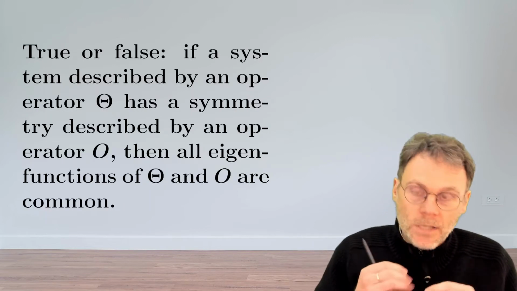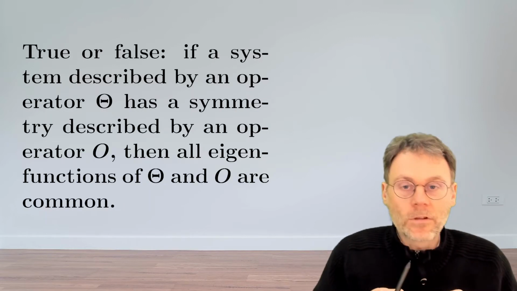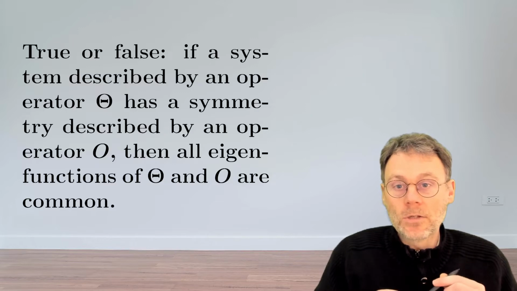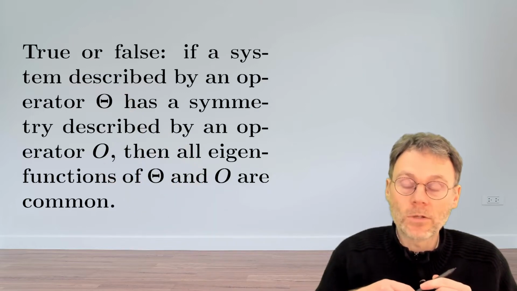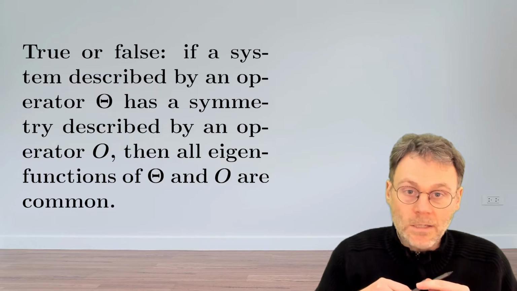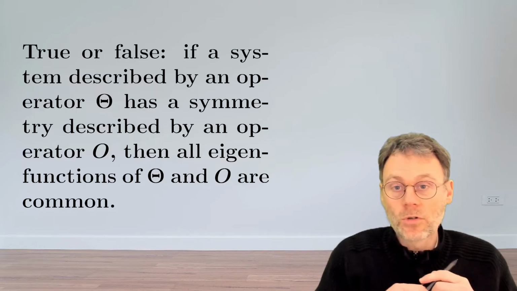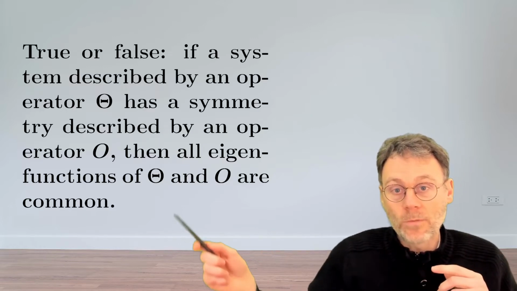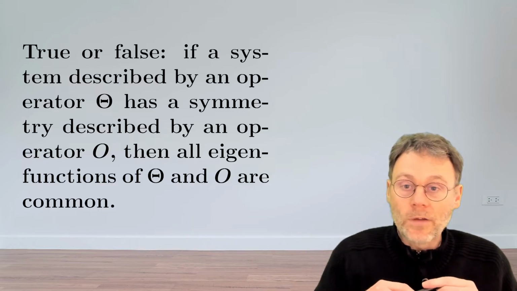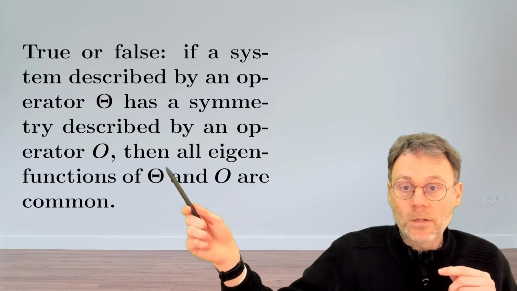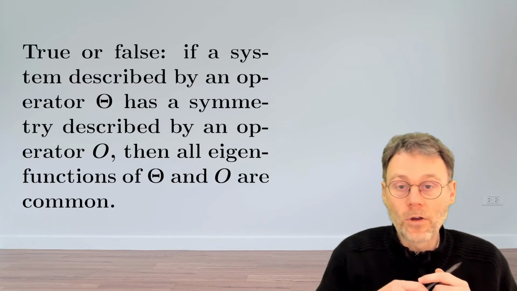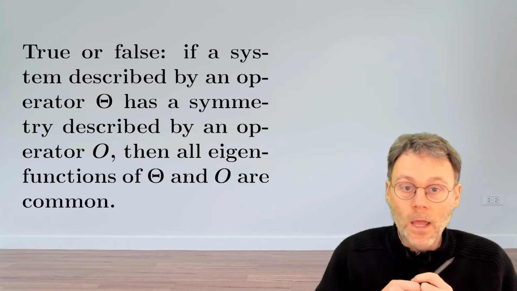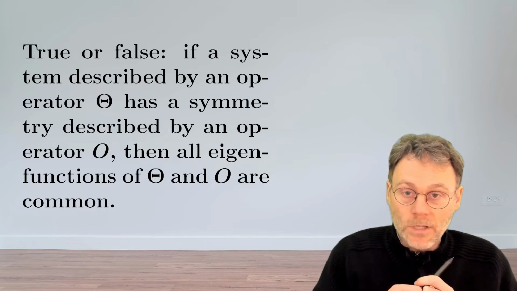What we actually said in the course notes is subtly different, because there we said that as soon as your system theta has a certain symmetry described by the operator O, in that case it is possible to construct eigenfunctions which are shared between the two operators. We never said that any of the eigenfunctions of one operator will also be an eigenfunction of the second operator. And that actually makes a lot of sense.